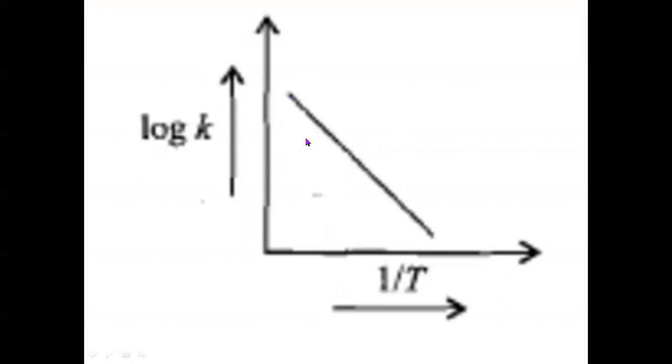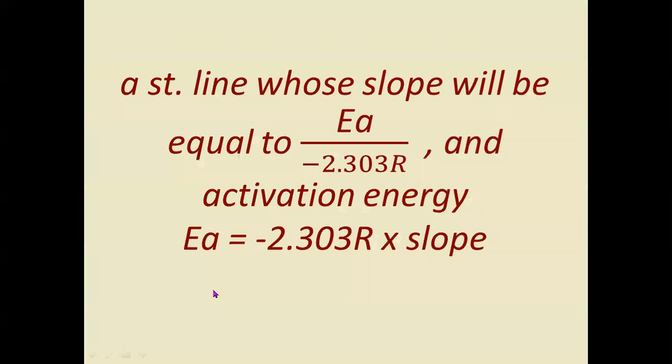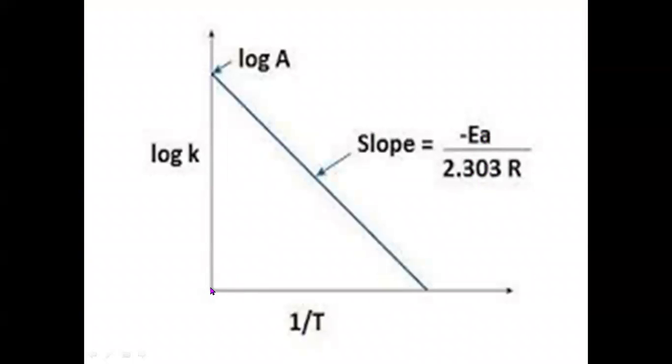This line, or the straight line, will have negative slope. The slope of this will give you the value of E by 2.303 R. Just now I told you the straight line is like this. It is having negative slope. If the line is like this, then the slope will be positive. For this type of line, it is negative. Hence, slope here is with minus sign, or it is negative.